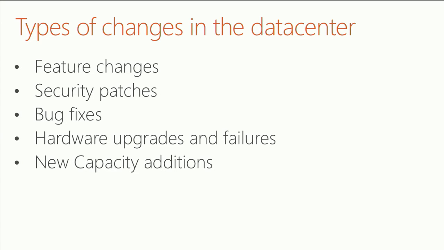Well, we've got to think about feature changes. We'll talk a little bit about security changes and how we think about those. Bug fixes, we're making those all the time. Before you get these packages, these updates with bug fixes ironed out, how do we make sure those are the right things that we're trying to fix? And then there's also hardware upgrades and failures. Those are changes to the system.